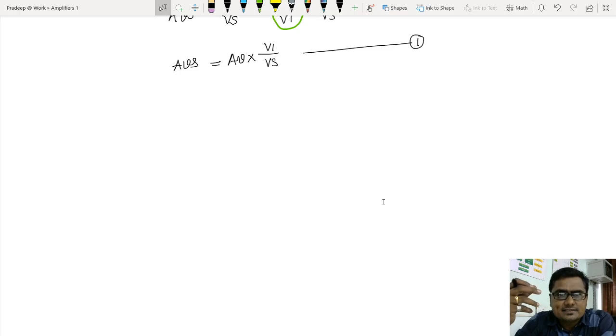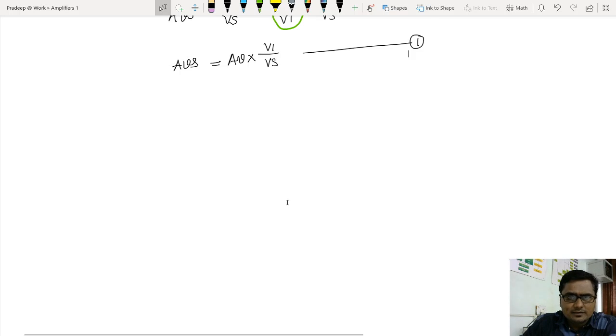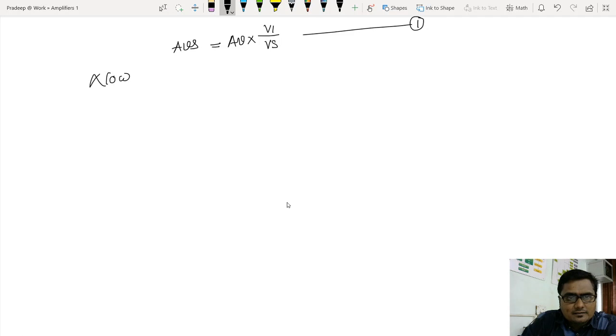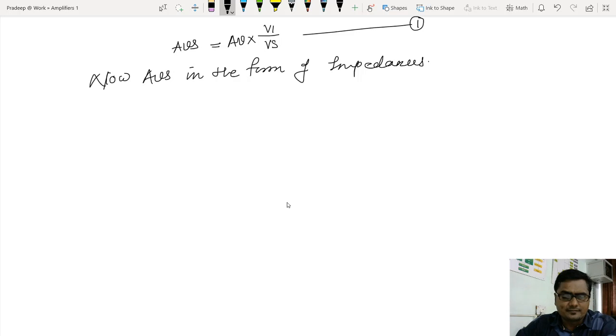I want AVS in the form of impedances, because see, this is AVS in the form of AV. What will happen if I don't know AV? If I want to find AVS and I am not aware of AV, then obviously this equation will be useless. So let us find out AVS in the form of impedances. How can I go for it?